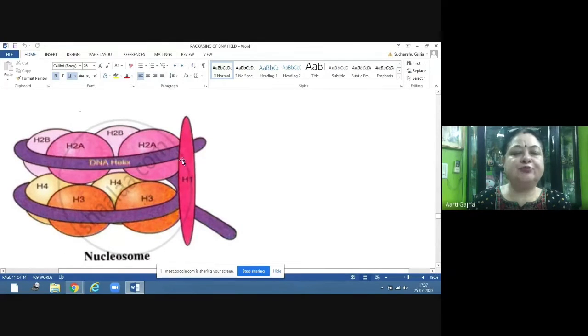Just to make it more clear: 2 of H2B, 2 of H2A, 2 of H4, 2 of H3. That is 8 histones together, and the DNA is wrapped twice around them. This is a nucleosome.